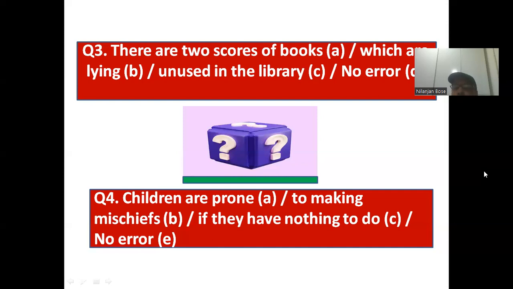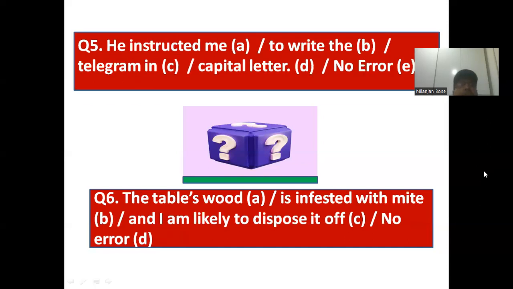So if you go through the sentence, you will definitely be sure about it that part B contains the error, because in place of mischiefs, it should be mischief. Moving to question number 5. He instructed me to write the telegram in capital letter.